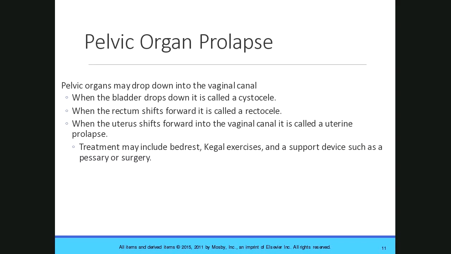The pessary is a supportive device. Think of it this way: it's like a firm tampon that fits up into the vaginal canal and supports the bladder. It supports the uterus and the bladder. It pushes the bladder up where it should be so that the person can empty their bladder better. And it has to be taken out and washed off, basically.